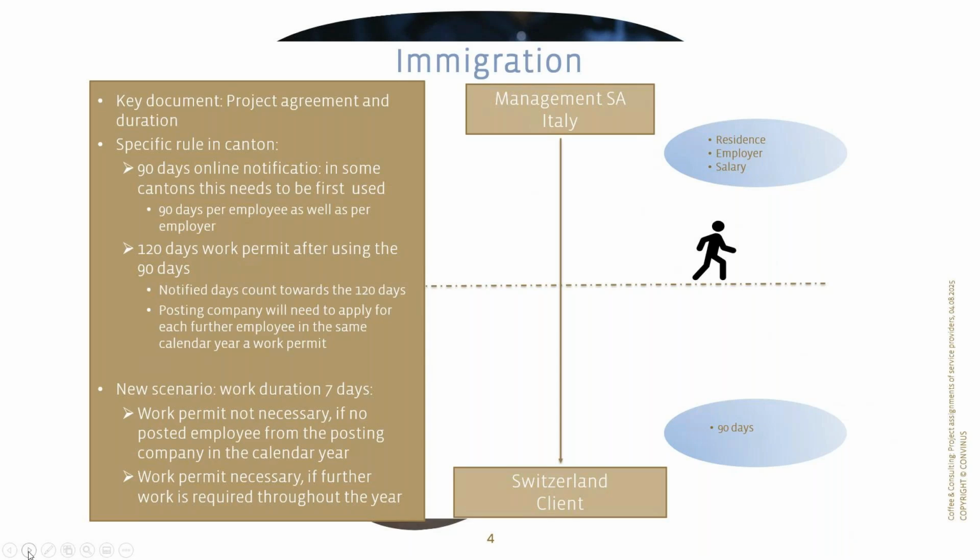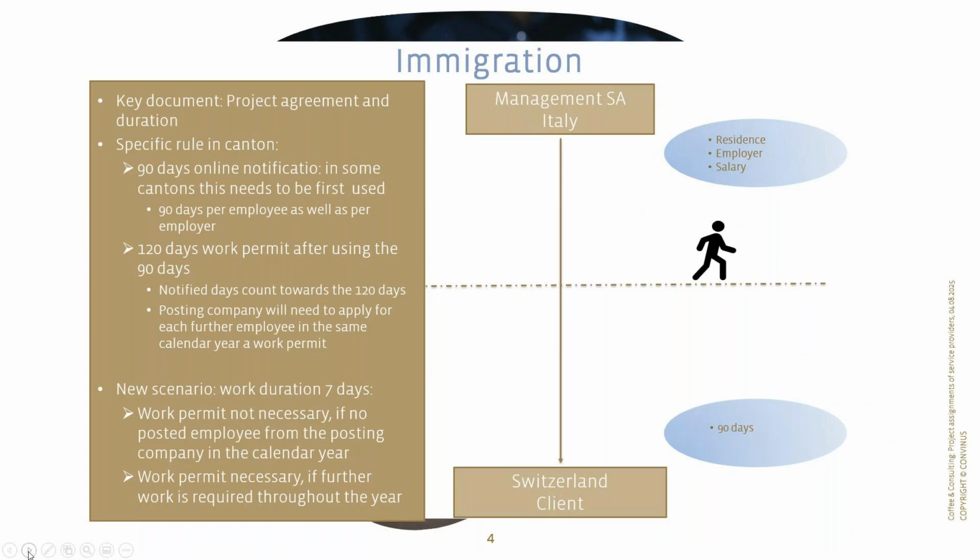We understand he is employed at Management SA in Italy, so his employer is abroad, and he's working in Zurich for up to 90 days. Now, there are a couple of different possibilities to get a work permit for him, and I think we are quite clear that he definitely needs to have a work permit because he is performing work, even if it's not for his employer, but on a client side, still a work permit is required. And in principle, we have two options. One is the 90 days online notification, or on the other hand, the second option would be the 120 days work permit.